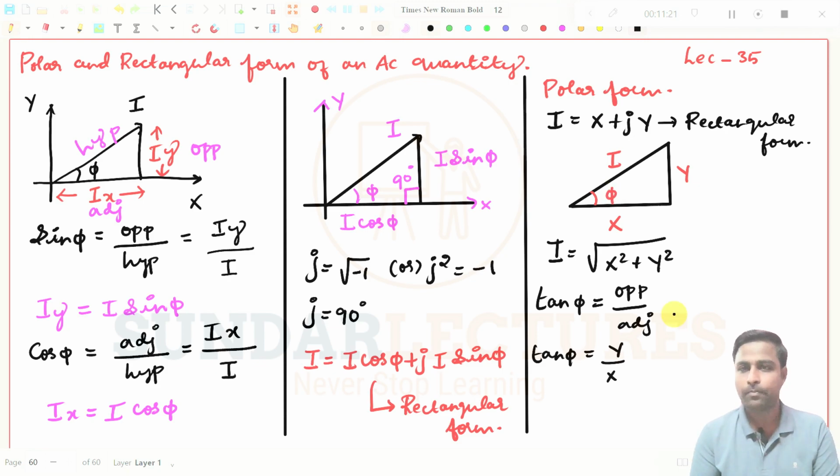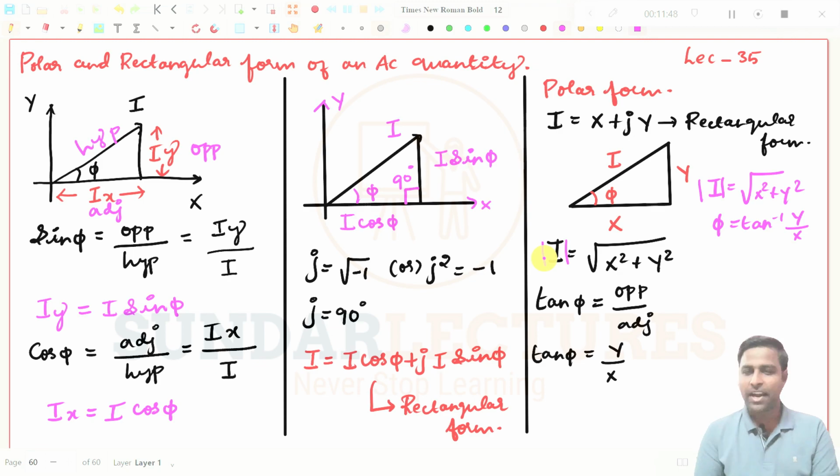And also, if you want to write, I will be equal to the square root of x square plus y square, and phi will be equal to tan inverse of y by x. This is the modulus value, try to understand. By Pythagoras theorem, this is the modulus value. And also you can write I in polar form. In terms of polar form, I will be equal to the modulus of I at an angle phi.